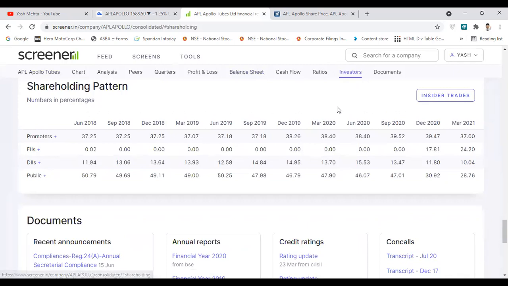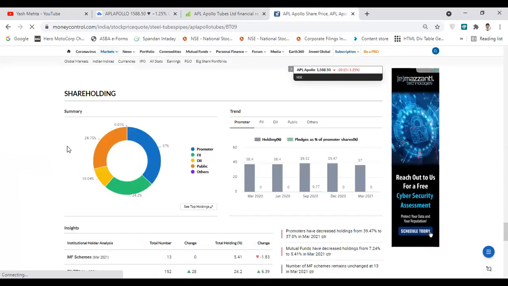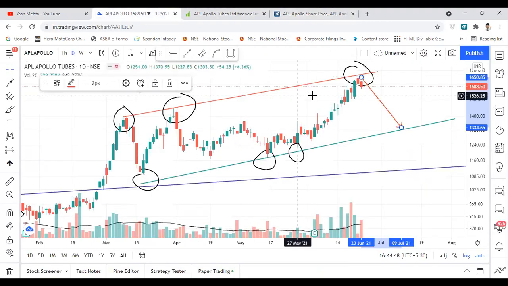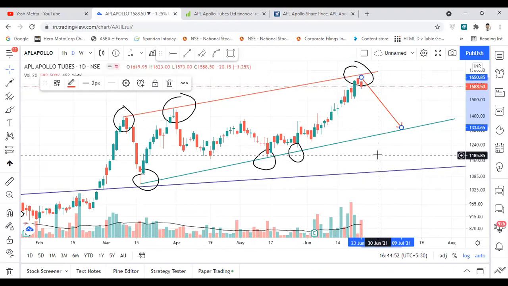Apart from this, if we check investors, then the investors' stake is almost the same, around 37, 38 percentage. And if we check promoters holding, there is no pledge of promoters in this particular stock. So the company is fundamentally also very good. Currently, the price seems to be near resistance, and one should wait for appropriate levels that we have discussed in technical charts. So this was all about APL Apollo tubes.